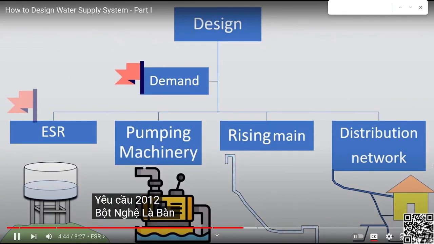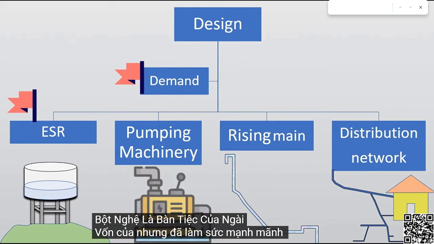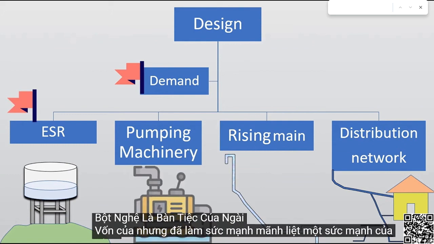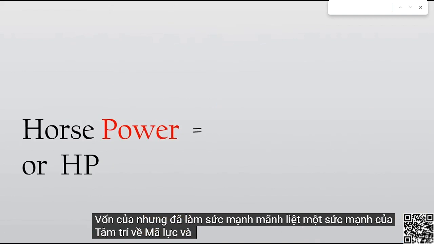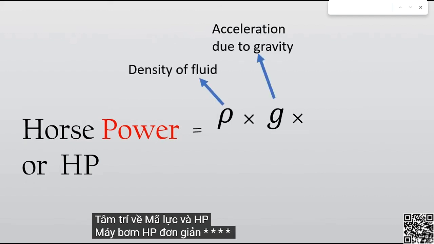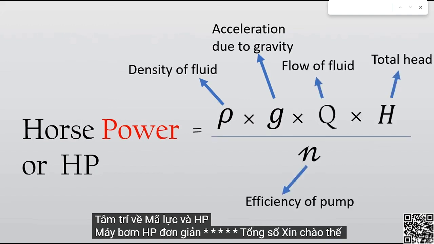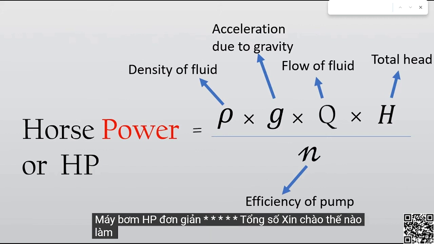As we found the ESR capacity, what capacity of pump will be needed in terms of power? The power of a pump is defined in terms of horsepower or HP. So HP of a pump is calculated by a simple formula: density of fluid into acceleration due to gravity into flow of fluid into total head of pump, divided by efficiency of pump. We will see how to find each term here.